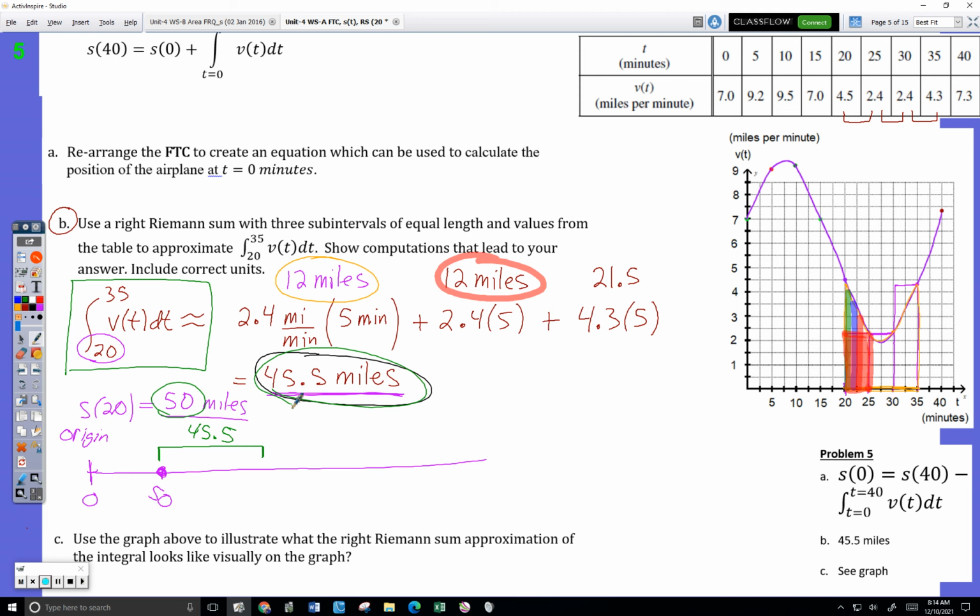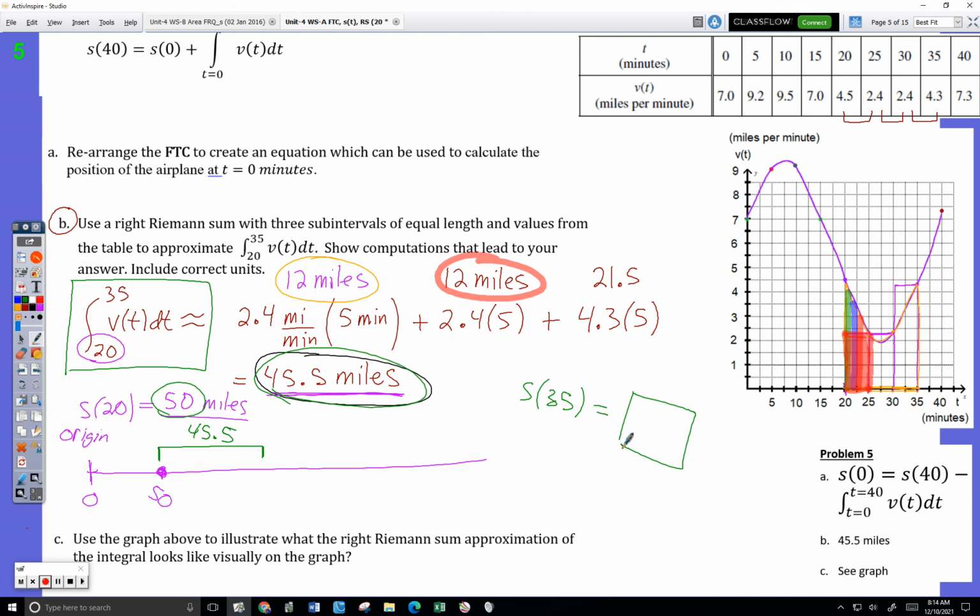Raise your hand if you can tell me the answer to this question. Who knows the answer to that? There we go. It's all about just thinking about what all this stuff means. You're not supposed to be using a formula. You're just supposed to think about what it means. What's S of 35? Which means where is the plane located at minute 35?